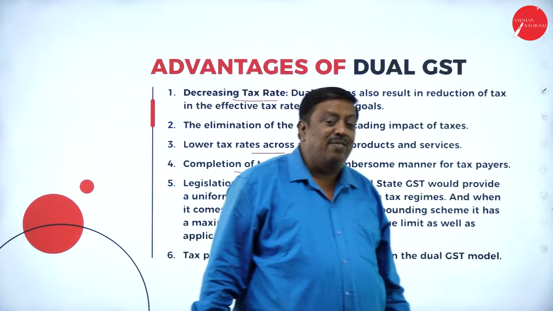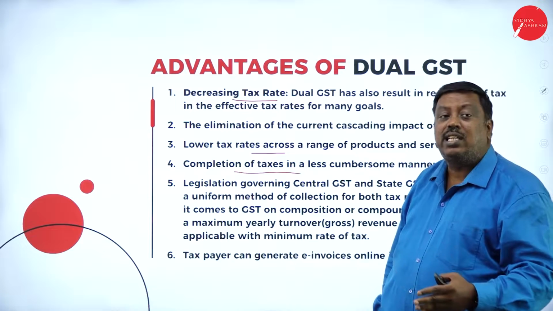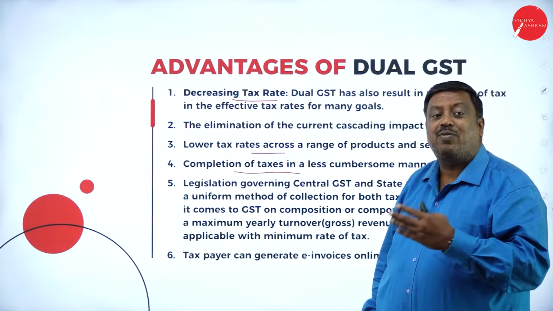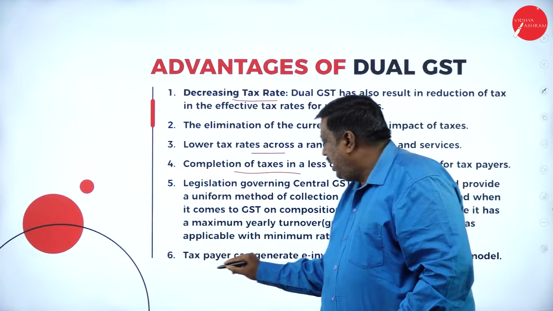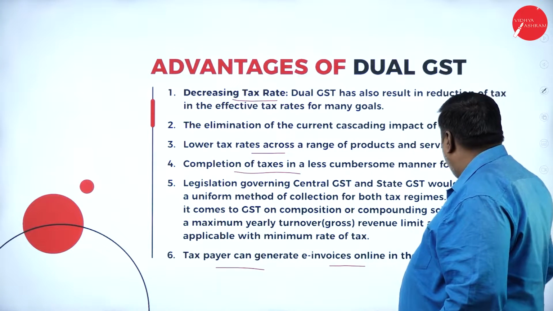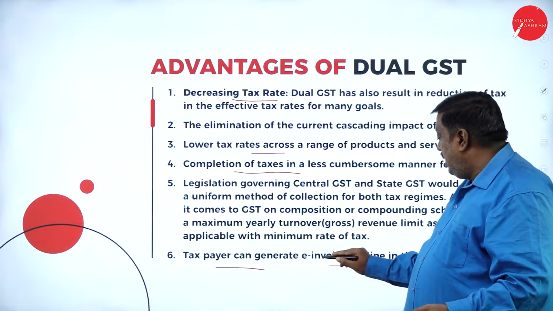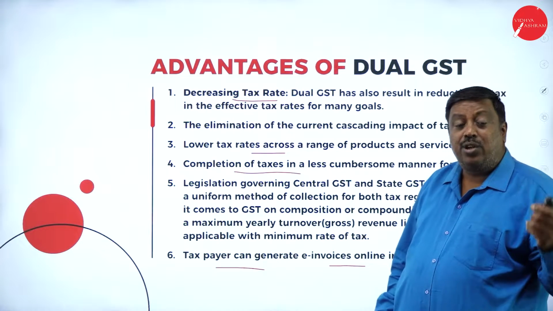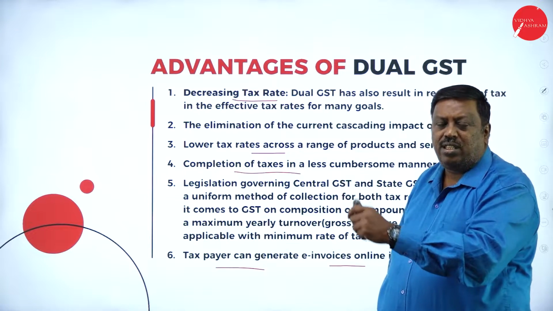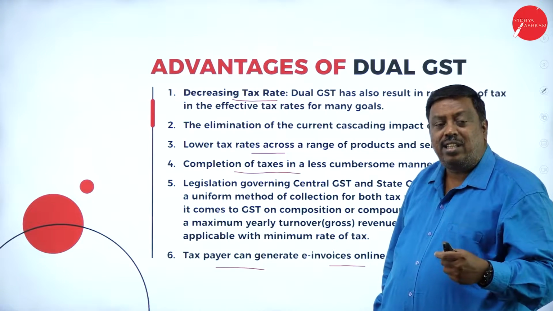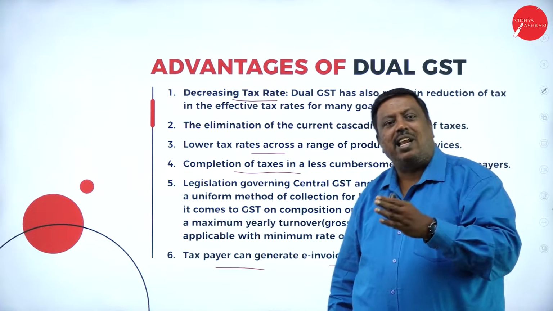Earlier, we had 7 to 8 different types of taxes, levied either by the state or the central government, or sometimes it may be 12 types of taxes, which were levied on goods and services. Now, the taxpayer can generate e-invoices online in the dual GST model, that is CGST, SGST, IGST and UTGST. On this concept, he can generate e-invoices and get benefited, and the tax can be calculated easily.